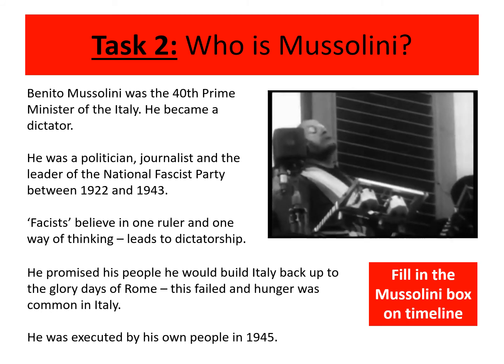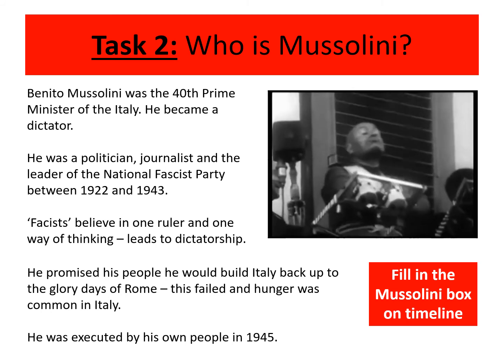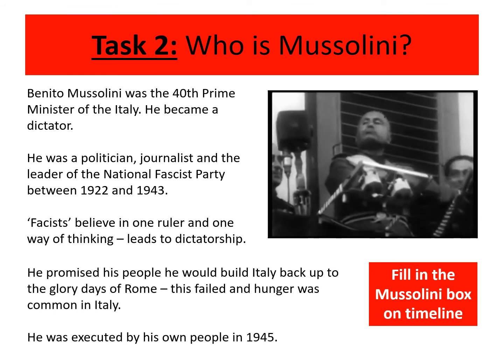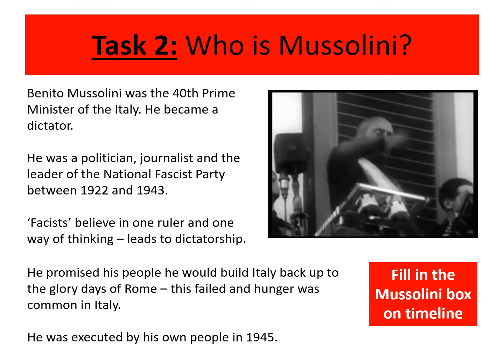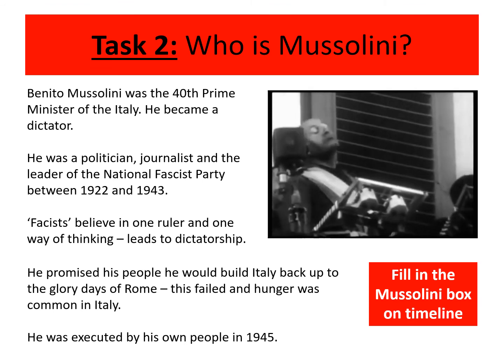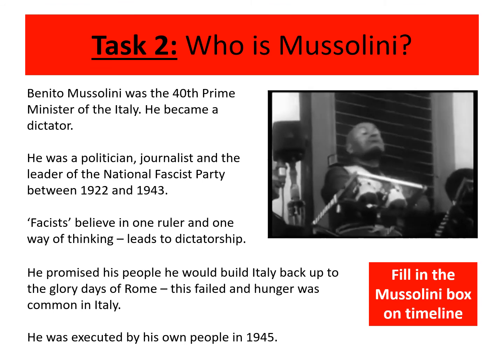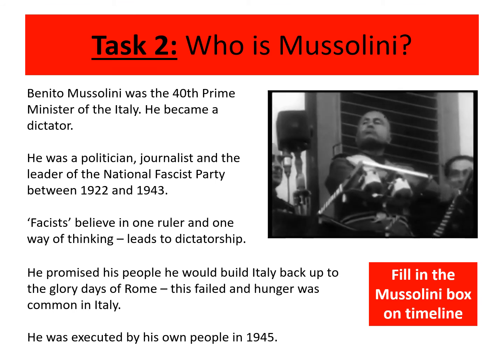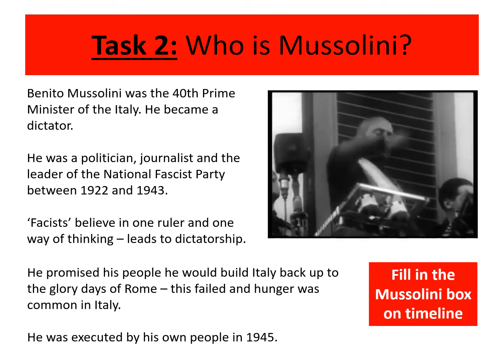So lots of people call Hitler a fascist because he believed that there should only be one ruler and one way of thinking, which was the Nazi way. Mussolini was very similar. Mussolini promised his people he would build Italy back up to the glory days of Rome, so the Roman Empire. And that's what he believed in, and that's what his fascist idea was.